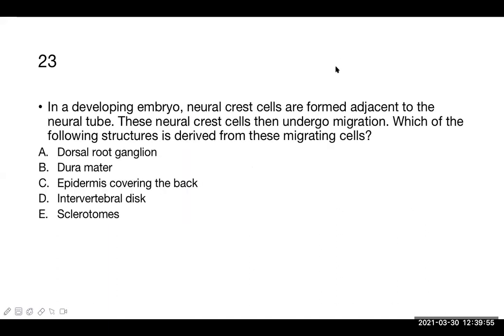Okay. Now another embryological question for you. In a developing embryo, the neural crest cells are formed adjacent to the neural tube. These neural crest cells then undergo migration and develop into different structures in the body. Which of the following structures is derived from these migrating cells? Out of these options, which one is developing from them? Is it dorsal root ganglion? Is it dura mater? Is it epidermis covering the back area? Is it intervertebral disc, or is it sclerotome? What do you think?